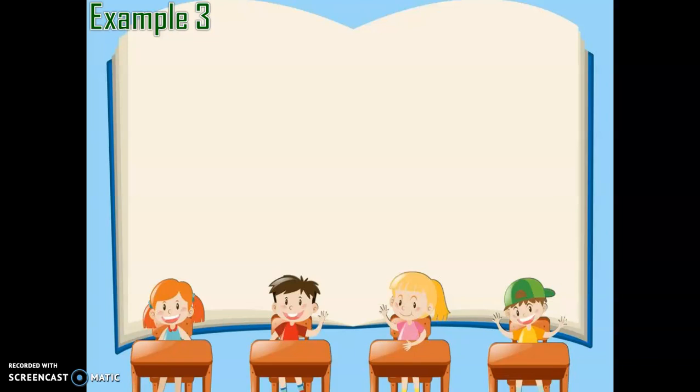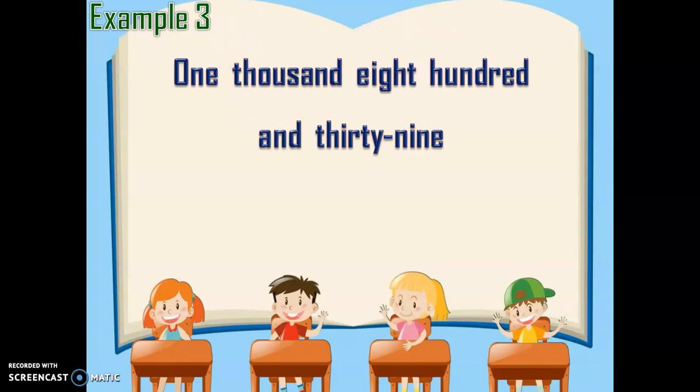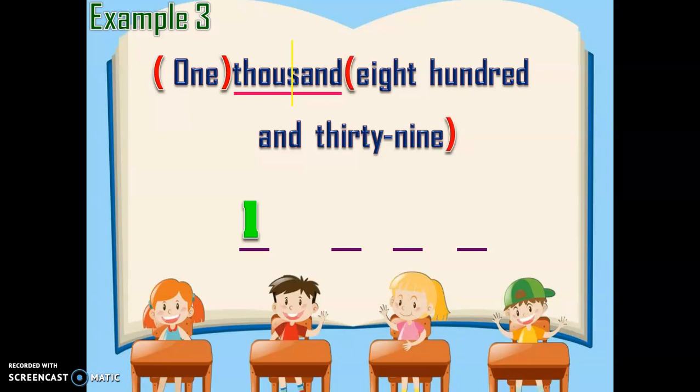Let us look at the third example. 1839. What is the first step, students? Yes, divide the partitions. Before 1000 we have one digit, and after 1000 we have three digits. So before 1000 we have what, students? 1. So where do we need to write it? Yes, correct. Now let us see the numbers after thousands. After 1000 we have 839. So we should write it 839. Do you understand now, students?